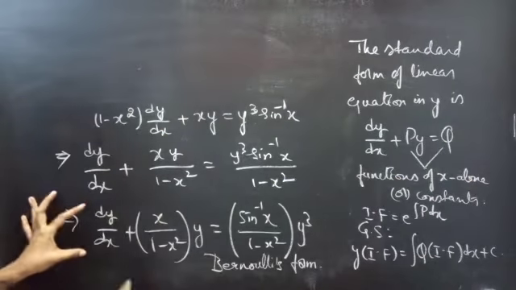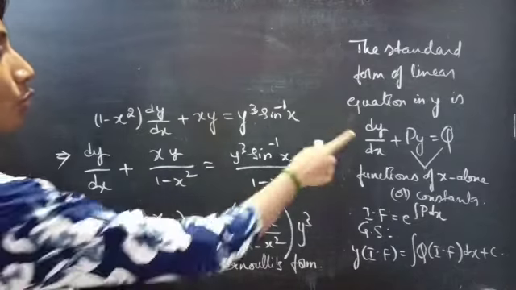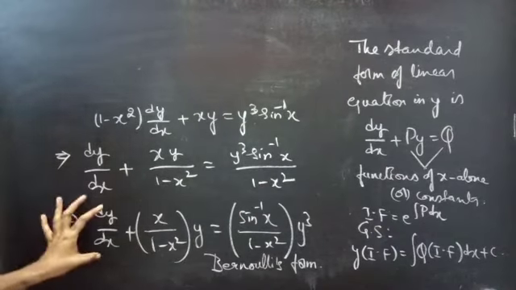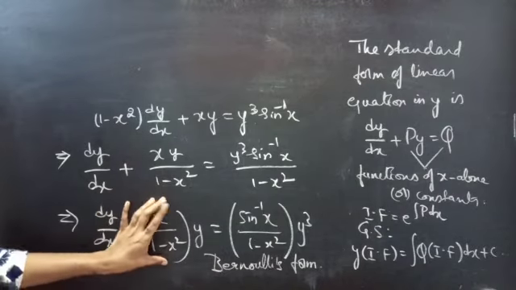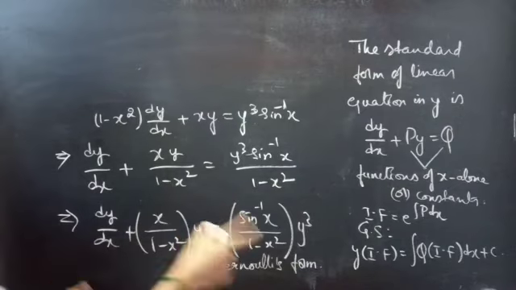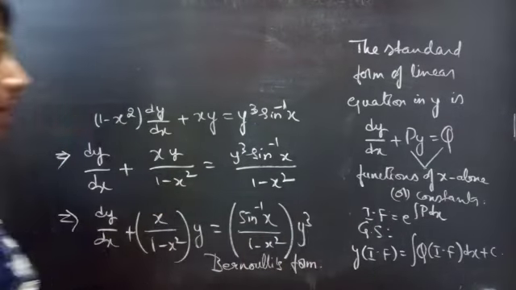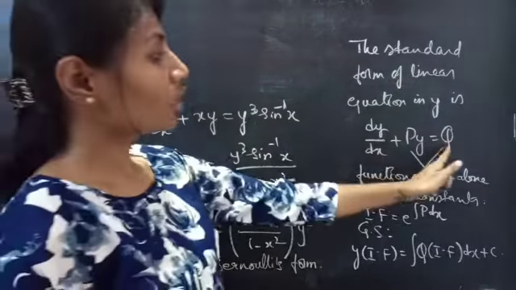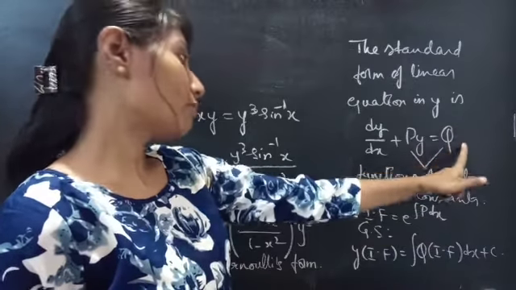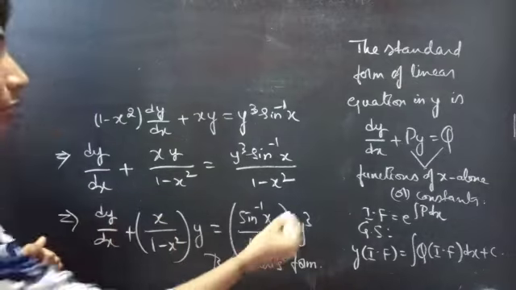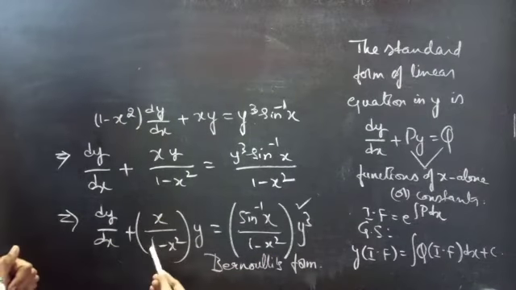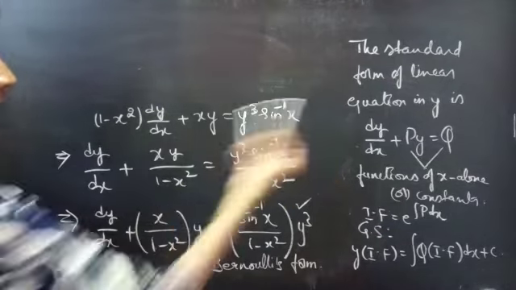So now compare this equation, Bernoulli's form, to linear form. We have dy/dx plus a function of x into y equals a function of x into a function of y. If you compare the RHS part, in the RHS of the linear equation you have either a function of x alone or a constant, but not a function of y. But here we have a function of y. So this has to be eliminated to reduce this equation to linear form.